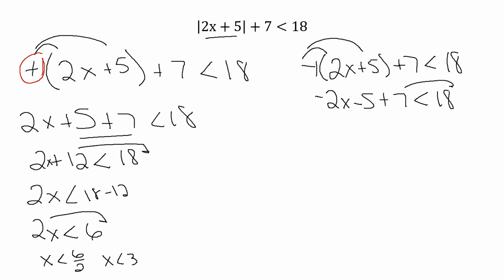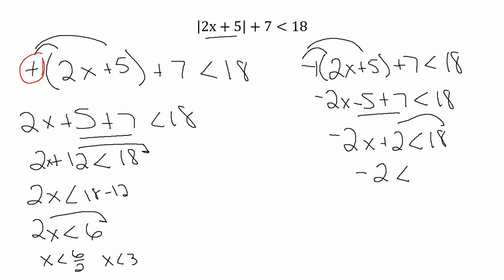Move my 7 over. Nope, I'm not going to move that 7 over yet. I got a step ahead of myself. Sorry. Add my like terms. Negative 5 plus 7 is going to be 2. Now I'm going to move that 2 over. 18 minus 2 is 16.